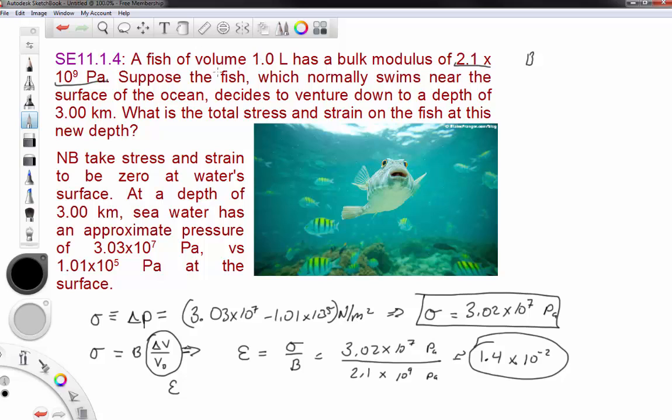We could take it a step farther given this initial volume of 1.0 liters. This right here is change in volume per unit initial volume. So if we wanted to figure out what the change in volume is, it's going to be that number times the initial volume. So it would be 1.4 times 10 to the minus 2 liters, or a change in volume of 14 milliliters. So the fish is actually compressed by about 1.4% of its initial volume.